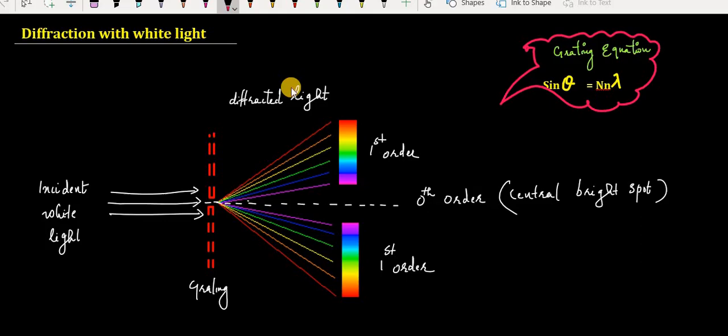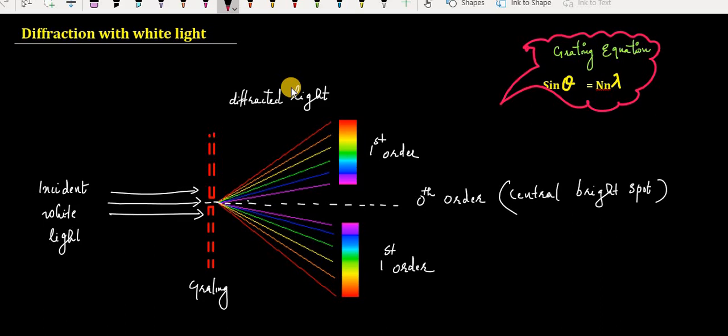So we already studied about the diffraction pattern and diffraction grating. In this class, we are going to discuss what happens when white light is incident on a diffraction grating. That is represented in the picture. Here, when white light is incident on the diffraction grating, this is what is happening.